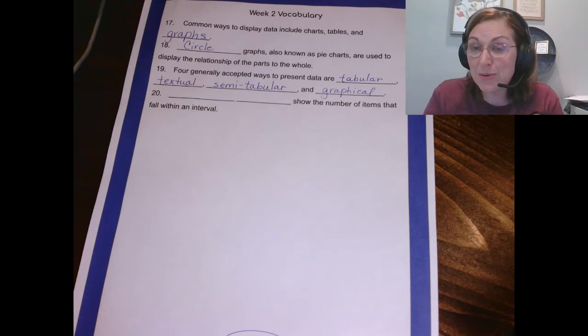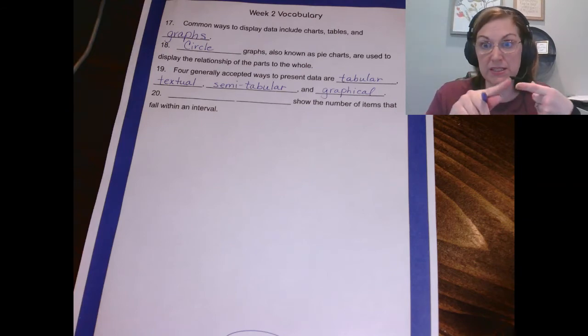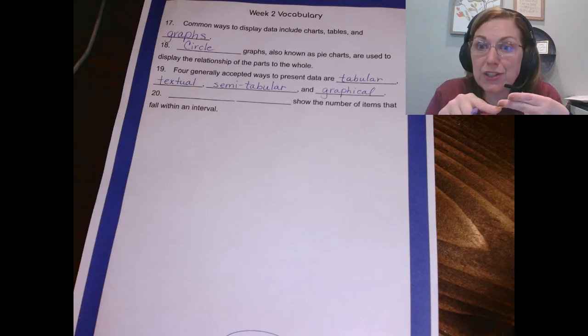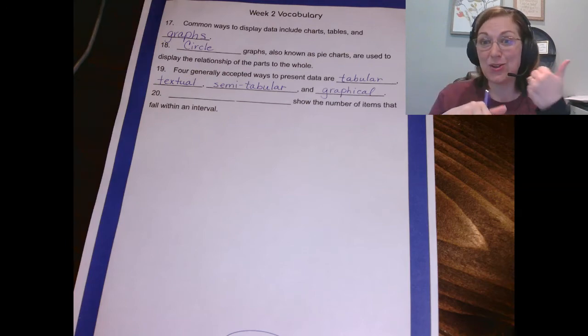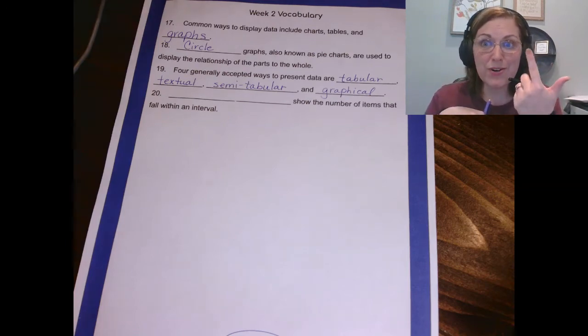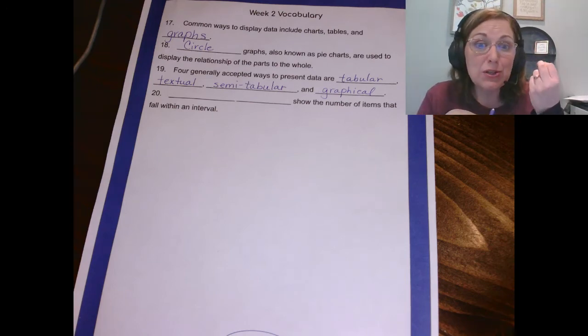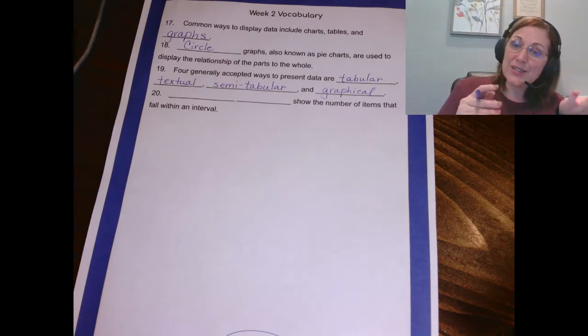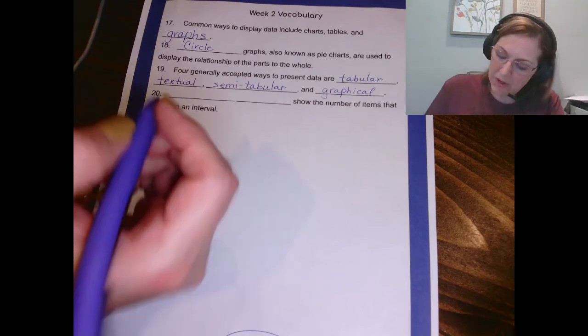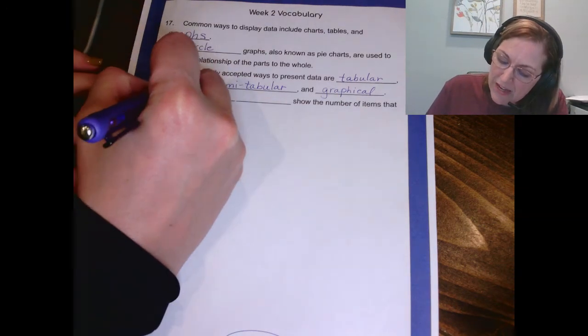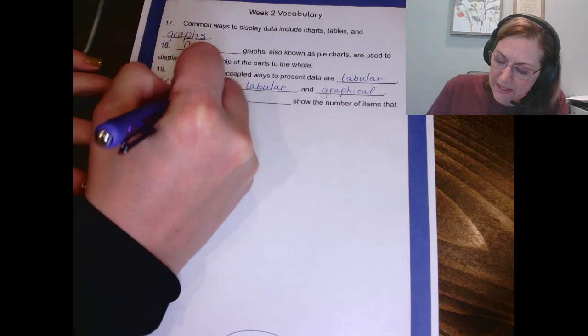So these are going to be the ways that you see the data sent to you, advertised to you. It's either in a table, words, or in a graph, right? Or maybe it's a mixture of two. So something to think about. Okay. And the last one is frequency tables.